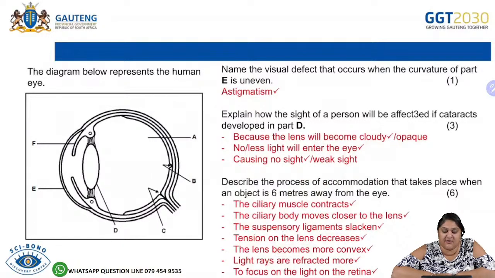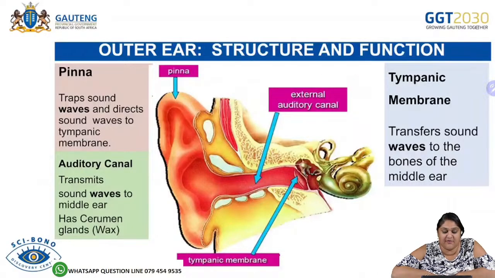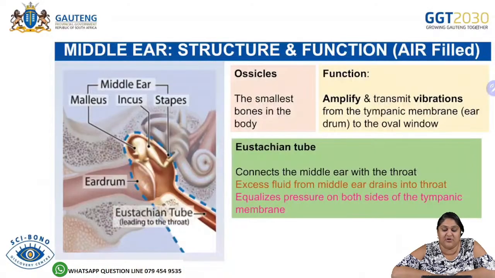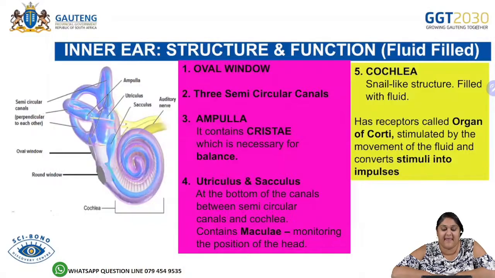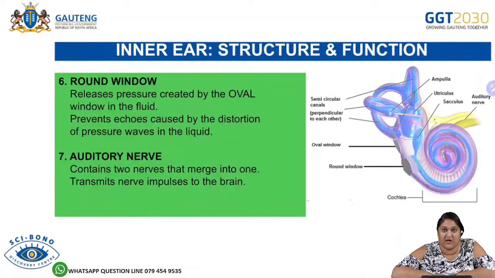So this is the structure of the ear. You need to know the outer structure, the different parts. I have it here for you with the functions. You need to know the middle ear structure and function. You need to know the inner ear structure and function, and this is the inner ear continued. You need to know all the different parts. Then you also need to know the pathway of sound.